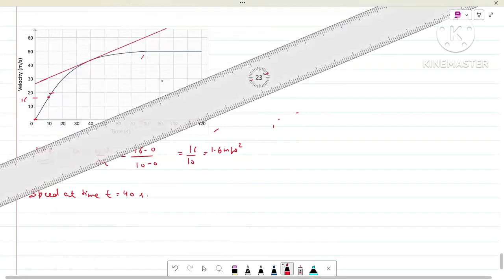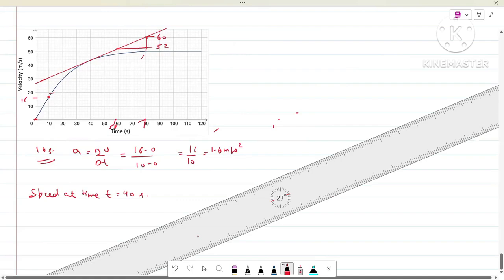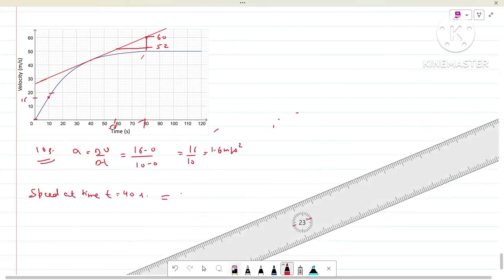After that, you can take any 2 points on this tangent. Let's say I'm considering these 2 points. Then you can use the triangle method to find the gradient. So at this point, speed is 60. At this point, speed is 52. At this point, you can see time is 80. And at this point, time is 58. Sorry, I have to find acceleration here. Wait, let me correct. This is acceleration.